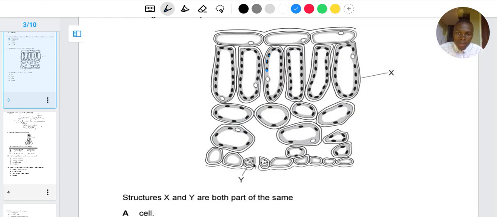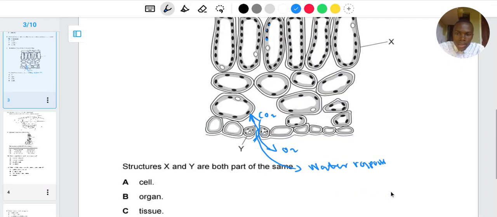We also have part Y, which is called the guard cell. So these are guard cells, and this space here is called the stomatal pore. The stomatal pore is where the gaseous exchange takes place. Carbon dioxide enters the leaf through the stomata, then oxygen comes out of the leaf through the stomata. Apart from that, water vapor is also going to come out through the stomatal pore. So that is one thing that you need to know here.